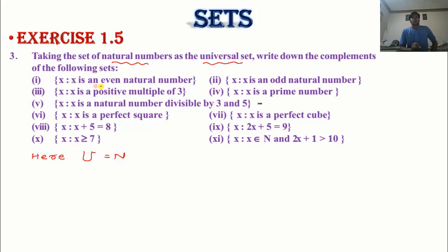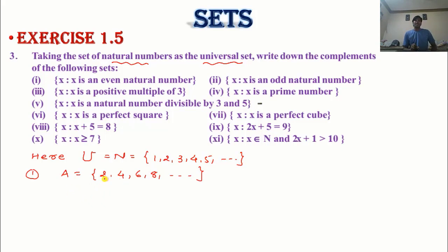For the first one, x is an even natural number. The first one and second one are similar, so I will calculate the first one only. Suppose I consider that set as A, then A equals x is an even natural number. So what are the even natural numbers? You get 2, 4, 6, 8 and so on. And U equals N equals 1, 2, 3, 4, 5 and so on.